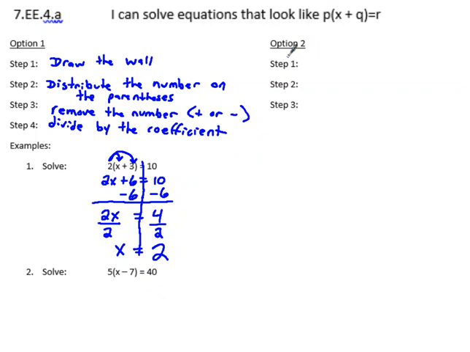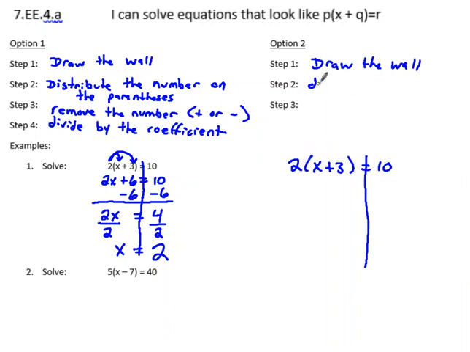Okay, the second method does it without distributing. So we're still going to start by drawing the wall. I'll do that same one again. But in this case, instead of distributing it, why don't we get rid of that right now? That's currently 2 times this parentheses. So if I just change the order and divide by the coefficient right now, I can get rid of those parentheses.